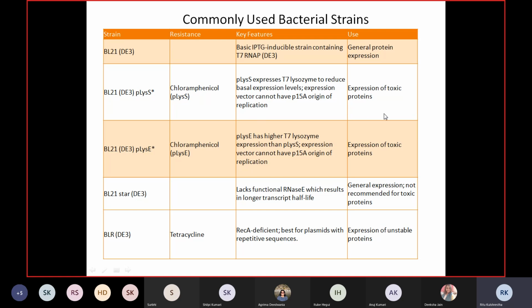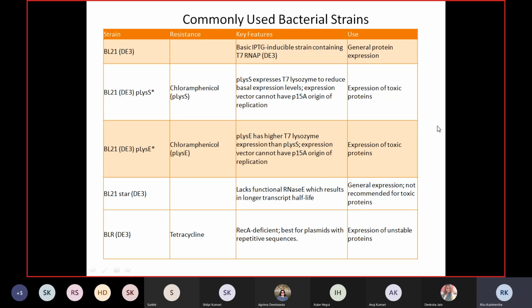But in many cases, there is a possibility that the gene that you are cloning may have some toxic properties, because of which, if you express it in this strain, it may lead to a decrease in the final output because it is toxic to the bacterial strain. In those scenarios, they try to limit the expression of the toxic protein at all times, which is possible because it's an inducible system.